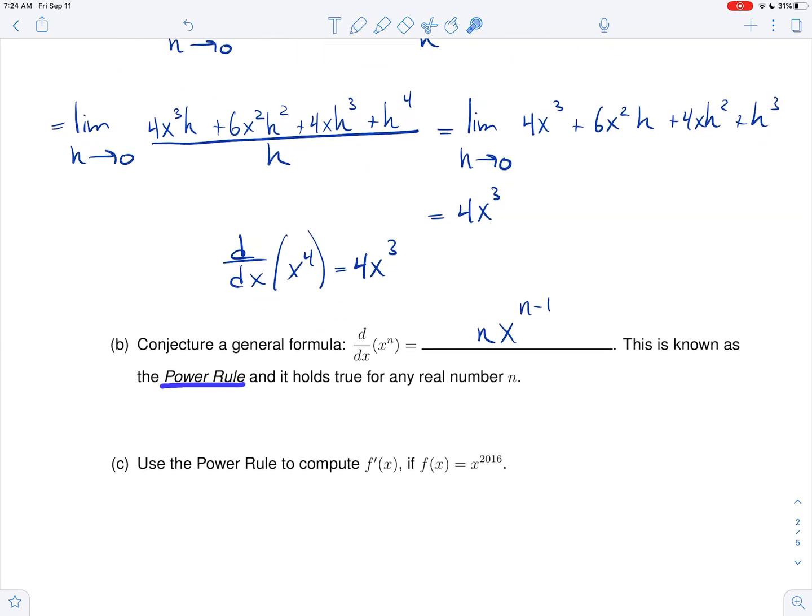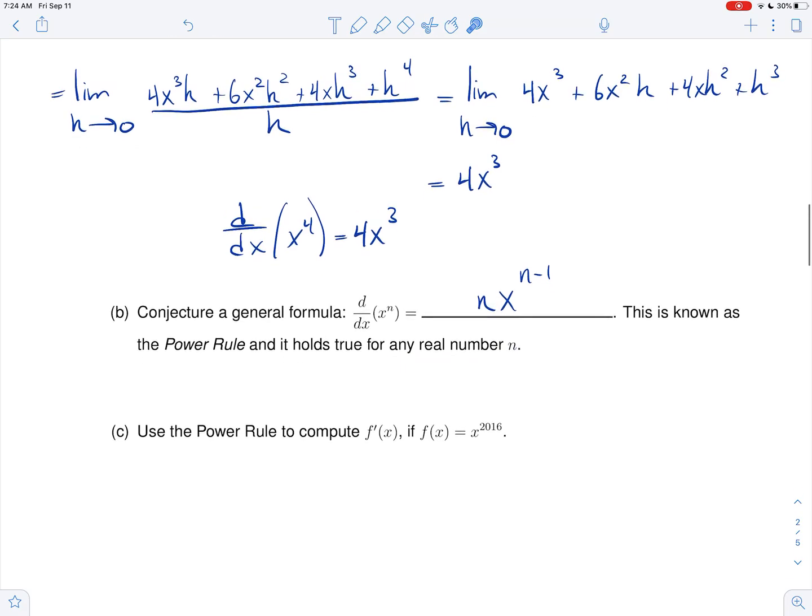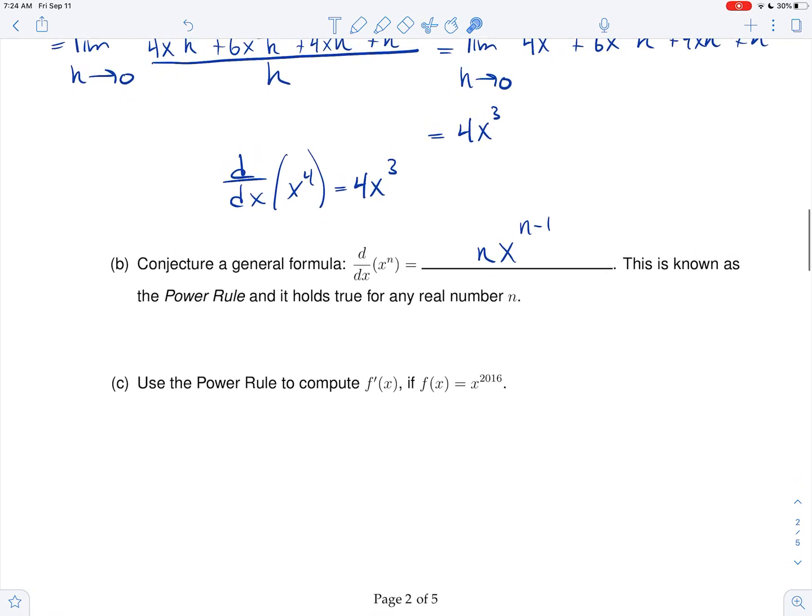And it actually holds true not just for any positive integer, but actually any real number works in this rule. And we'll justify that later, but you can use this rule for now. And so why don't you go ahead and use the power rule to compute the derivative if this is your function f. And so hopefully you can write down f prime is 2016 x to the 2015. All right, so let's go ahead and end this video, and then we'll keep going in the next one.